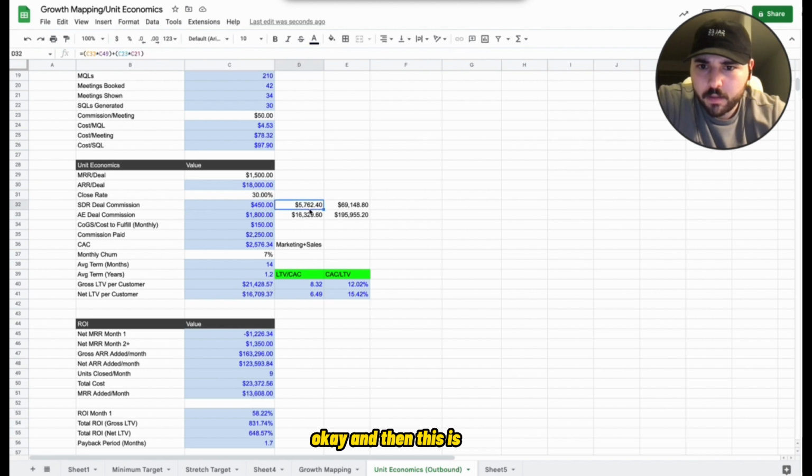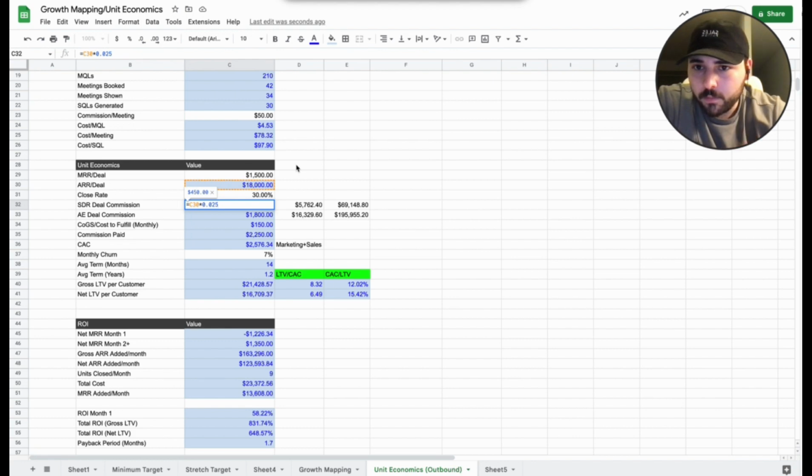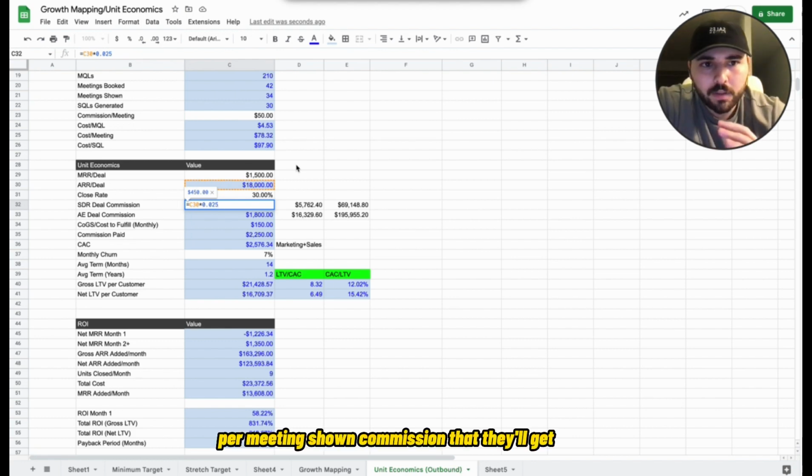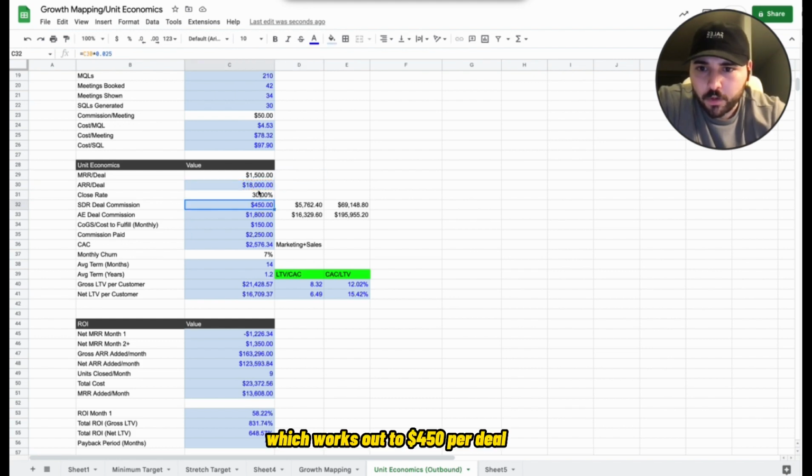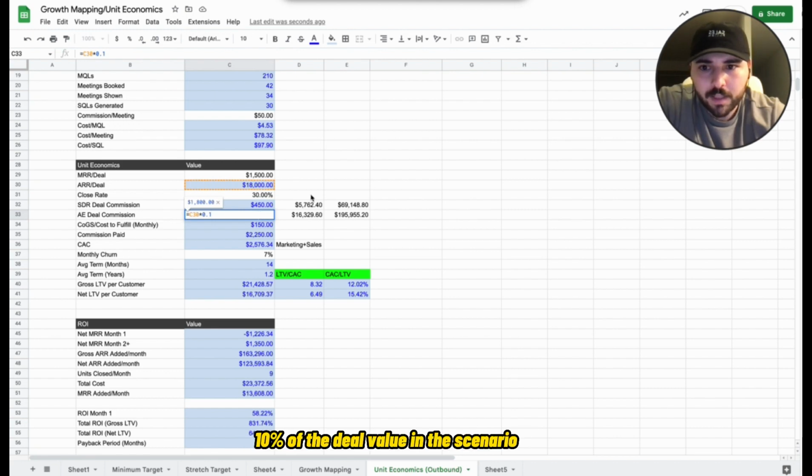Okay, and then these are their monthly and yearly commission stats based on these figures here. So the SDR commission, in addition to the per meeting shown commission that they'll get, which is that flat rate, they're going to get 2.5%, which works out to $450 per deal. And then the account executive will get 10% of the deal value in this scenario.